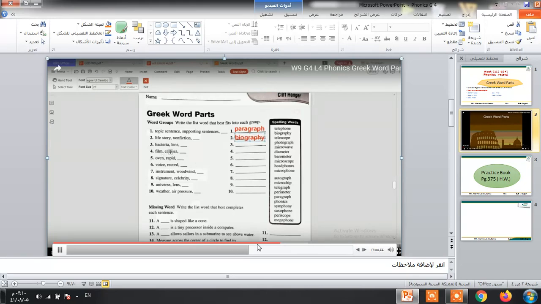Next we have bacteria and lens. Lens is like glasses, like used to enlarge objects. So which word should we use with bacteria? If you said microscope, you are right. Microscope is used to see bacteria and very small cells.